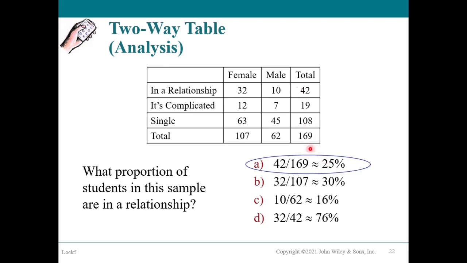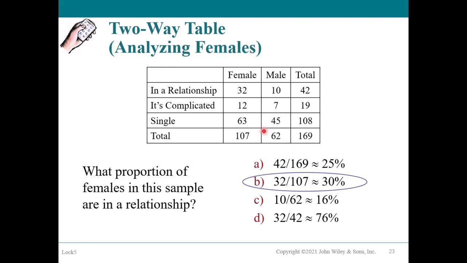So where are the students? This one. Who are in a relationship? There are 42 students in a relationship. Then what is the total? Total students is 169. So 42 divided by 169 equals roughly 25%. That's the answer to what proportion of students in this sample are in a relationship. Okay, let's see another one.